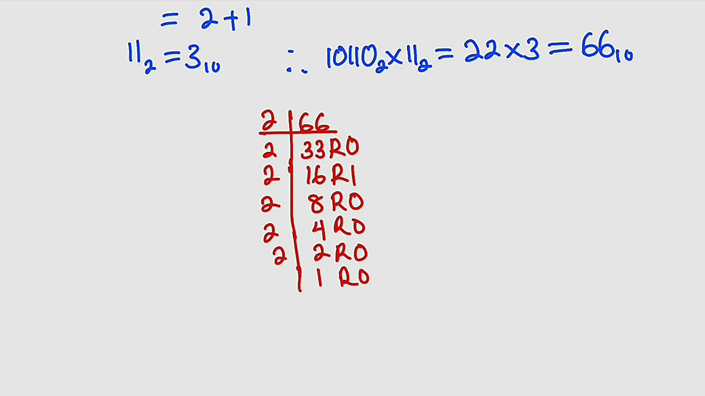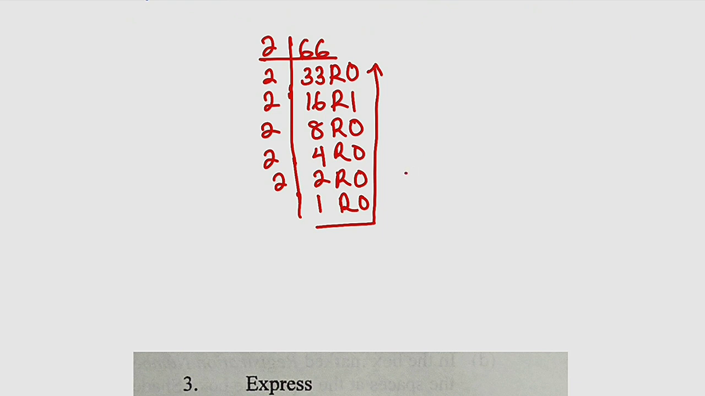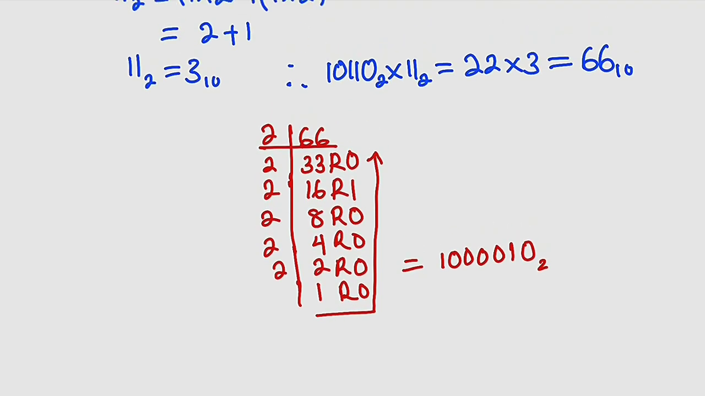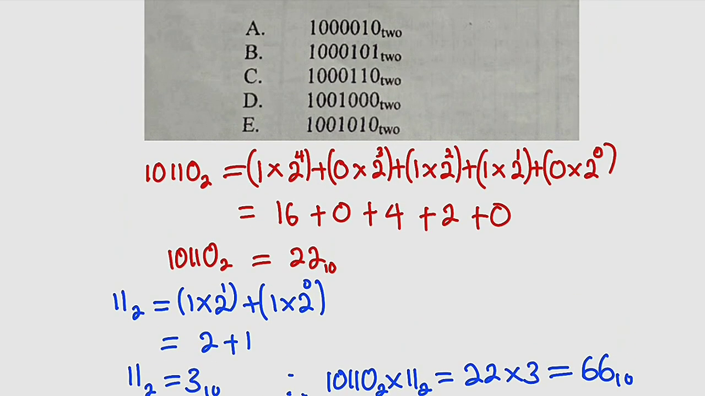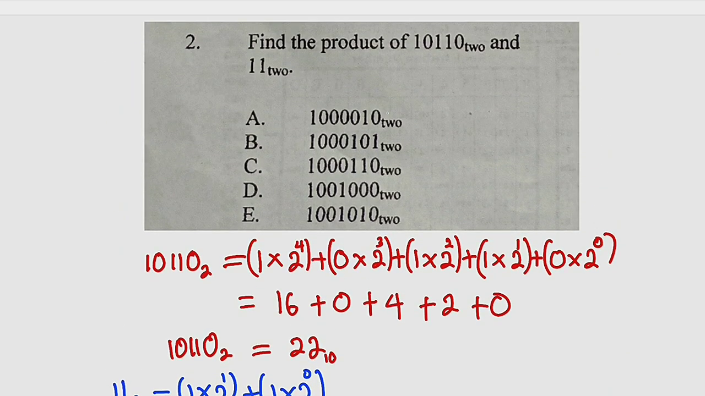Then we take these numbers from this particular 1 up to the last 0 in descending order. So this would be 100010 in base 2. So let's go ahead and find the right option. We have 1, four zeros, 1, 0, which is option A.